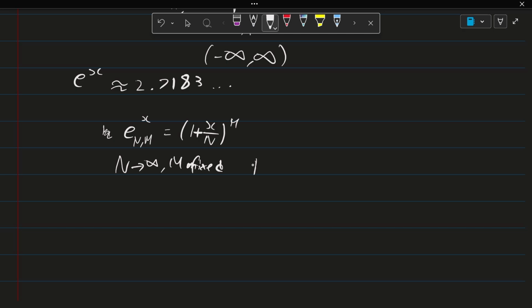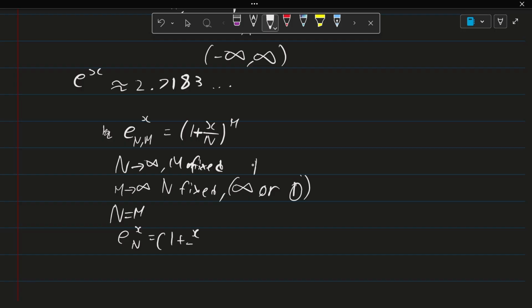But if you do m going to infinity and n is fixed, it depends on your choice of the x as well as the n. The value of the inside could be bigger than 1, which means it will go to infinity, or if the x over n results in a negative value, it could go towards 0.